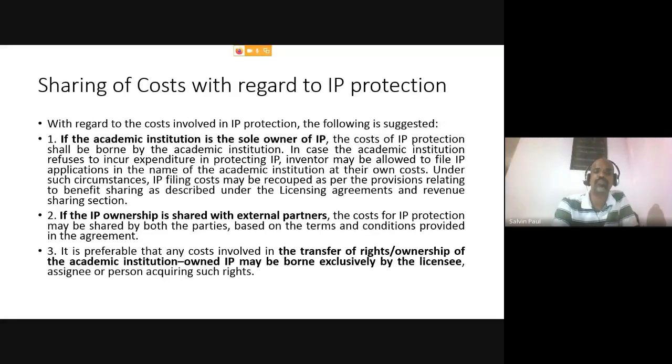It is always preferable that any cost involved in the transfer of rights, or ownership of the academic institution's IP, be borne exclusively by the licensee. Licensee means the person who is acquiring such rights. When you license an invention to a third party, such expenses are always borne by the licensee, the person acquiring such rights.